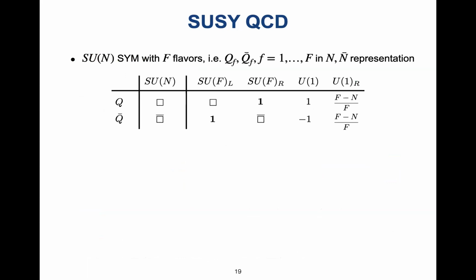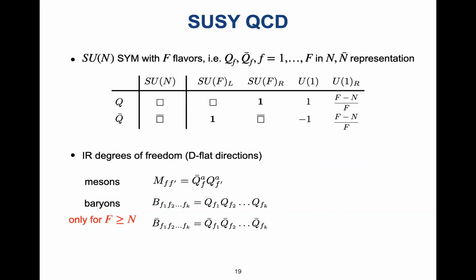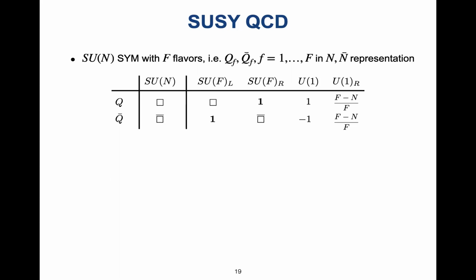Okay, now let's go a bit deeper into supersymmetric QCD. So we assume it's an SU(N) super Yang-Mills theory, with F flavors of chiral superfields in the fundamental and anti-fundamental representation of this SU(N). And just like QCD, in this case, you have a flavor symmetry of SU(F) left times SU(F) right. You have a U(1) global symmetry, that's like baryon number, but since it's supersymmetric, you also have a U(1)_R symmetry.